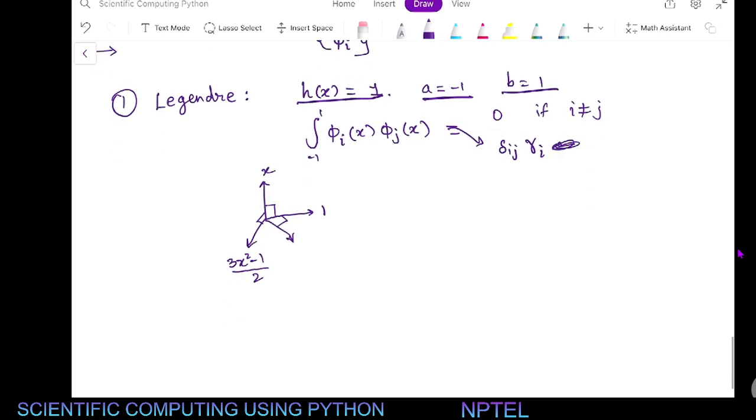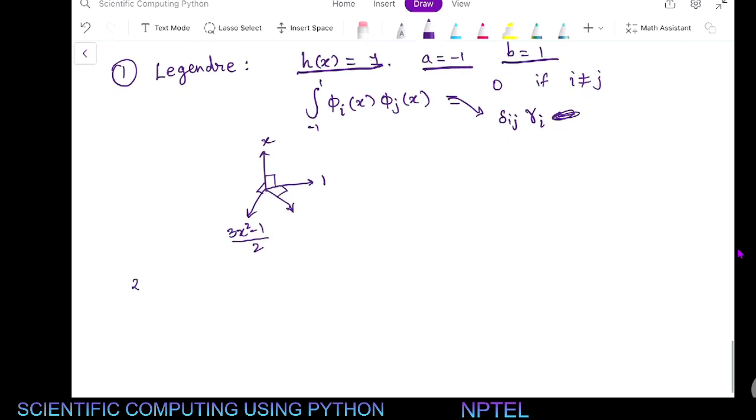Okay, in the same way, what was the second one?